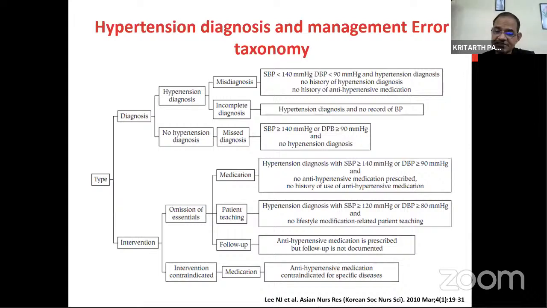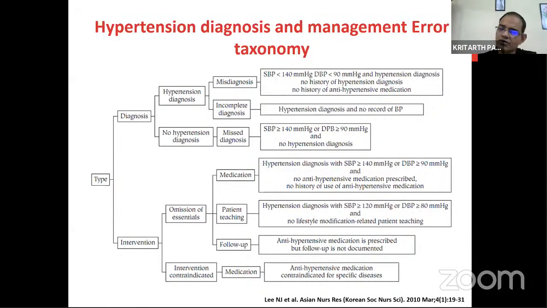Follow-up: anti-hypertension medication is prescribed, but follow-up is not documented. When we prescribe hypertension medication, it is not given for a time limit. The patient should come for the next visit in 1 month, 2 months, whatever. So follow-up is very important to bring the blood pressure to the proper level.